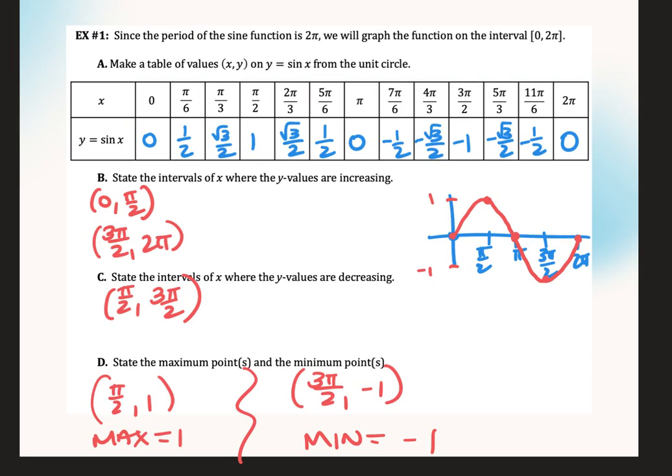Then the sine curve, okay, this one is increasing from 0 to pi over 2, and then from 3 pi over 2 to 2 pi. It's decreasing from pi over 2 to 3 pi over 2. The maximum point would be pi over 2 and 1, and the minimum point would be 3 pi over 2 and -1. Good on that one? Okay.